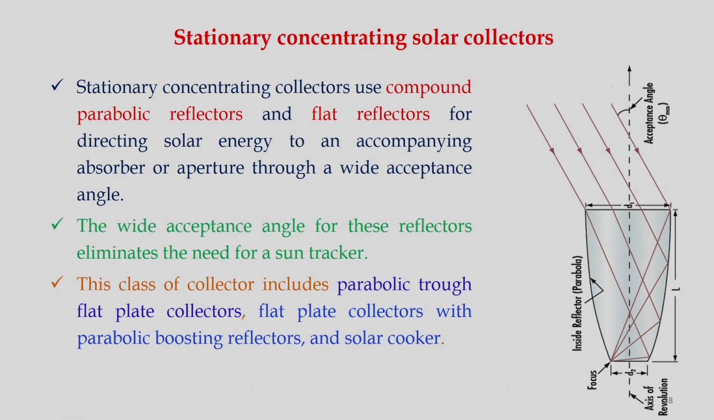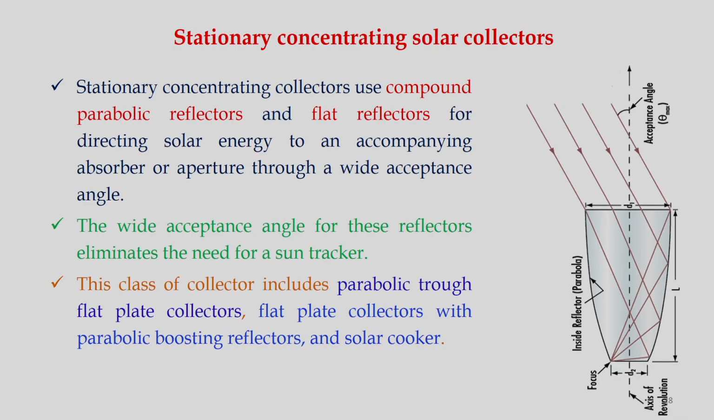One more type is concentrating collectors which are stationary. Okay. You do not need any tracking devices. So, these stationary concentrating collectors use compound parabolic reflectors and flat reflectors for directing solar energy to an accompanying absorber or aperture through a wide acceptance angle.